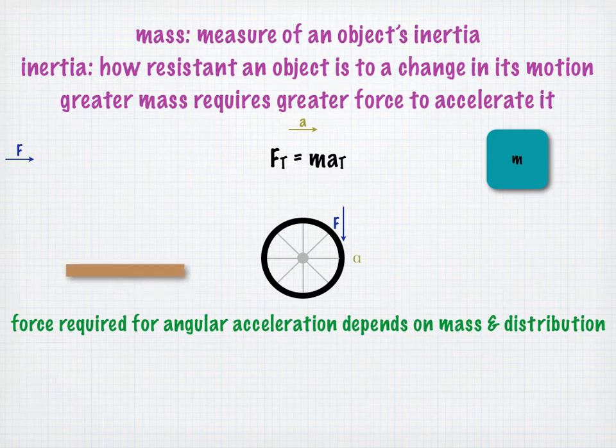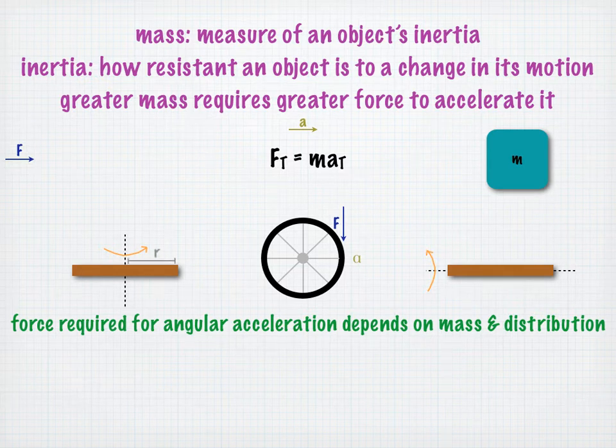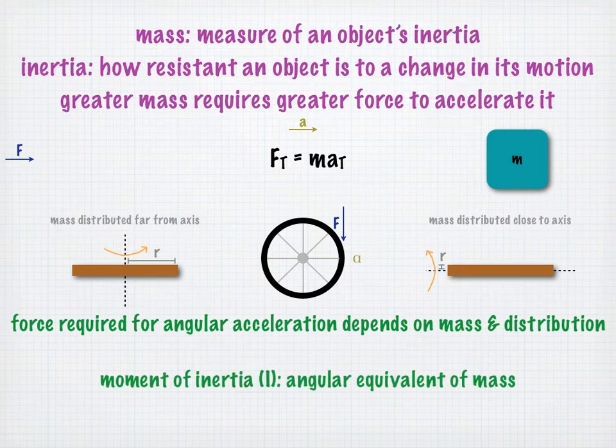Well, this board could have a number of different axes of rotation. Its axis of rotation could go this way, meaning the board would rotate in this direction. Or its rotation axis could go this way, so that the board rotates in this direction. In the first case, the board has a large rotation radius, r, and in the second case, it has a small rotation radius. The angular equivalent of mass is called the moment of inertia, I.